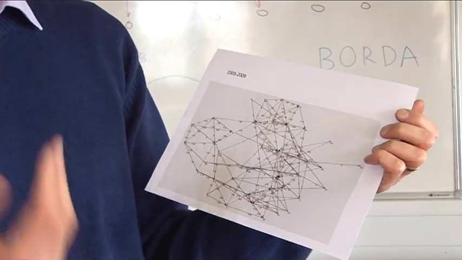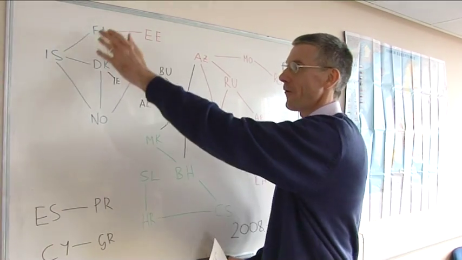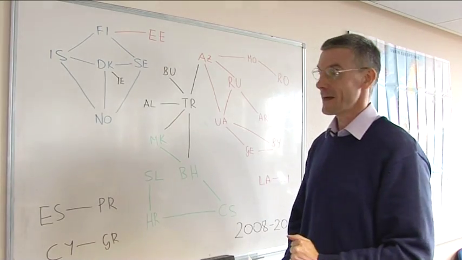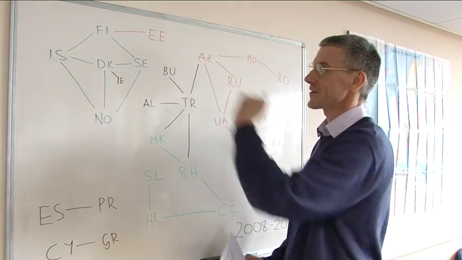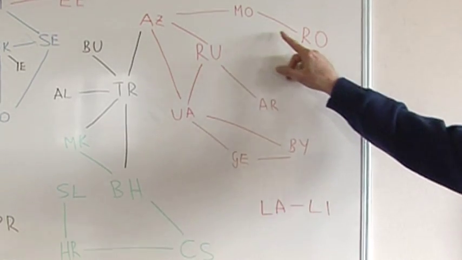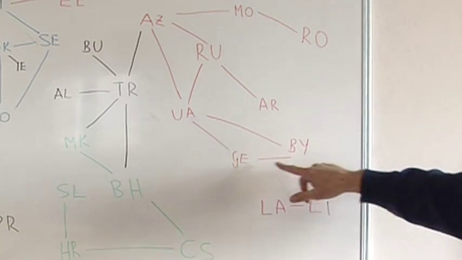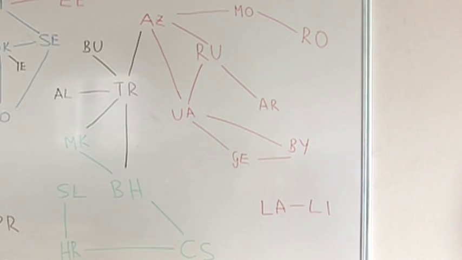They're vote exchanges. The Scandinavian bloc centres on Denmark. All the other countries in Scandinavia exchange votes with Denmark, with the exception of Finland. Finland also exchanges votes with Estonia. The countries in red are the countries that were formerly part of the Soviet Union. So we can see that there's a sort of former Soviet bloc here in red.